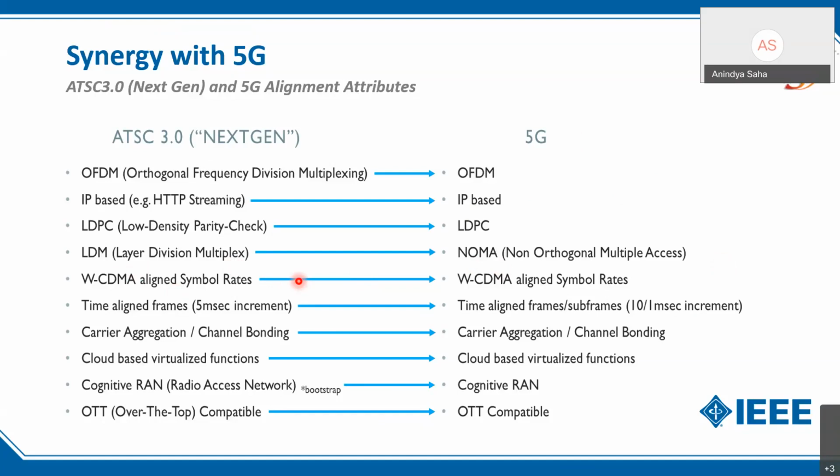And what it allows you to do is to embed frames of broadband within broadcast, and I will show that in the next slide, because you can be both time aligned and symbol aligned. Time alignment allows 5 millisecond increments, and this allows 10 millisecond or 1 millisecond increments for frames and subframes. I did not touch upon this, but ATSC 3.0 also enables carrier aggregation and channel bonding, which is also a feature of 5G. Cloud-based virtualized functions for both. This is more from the implementation on the network side. Both, pretty much similar to 5G, have embraced virtualized core.